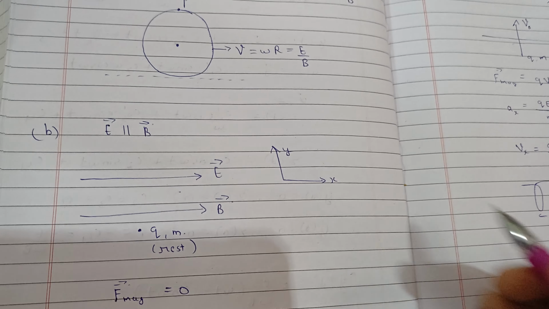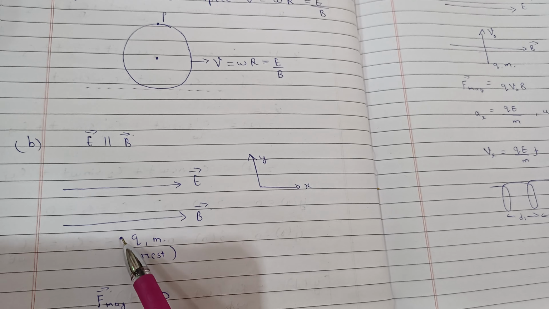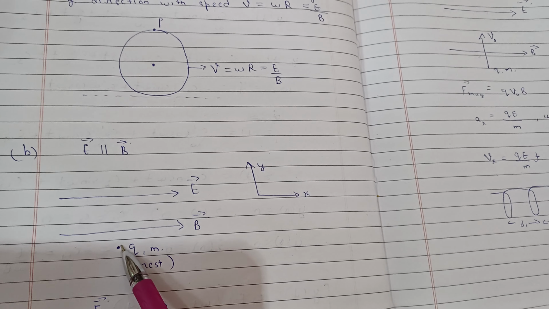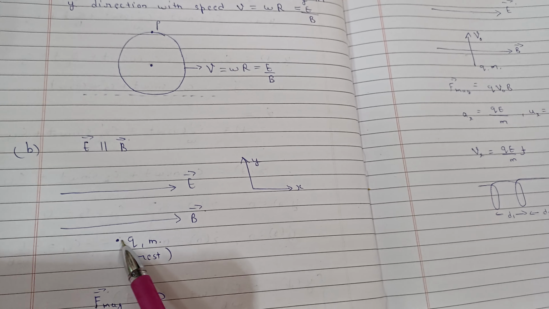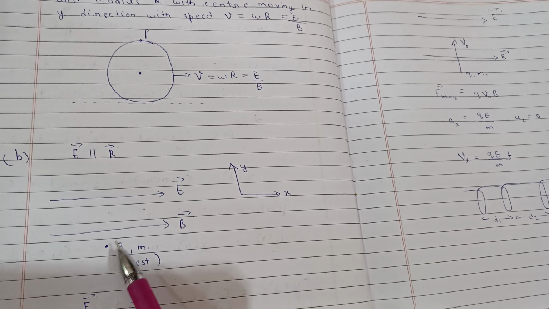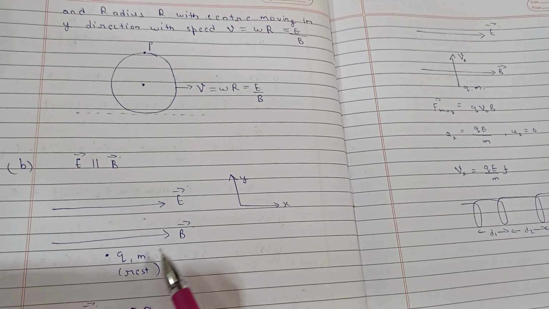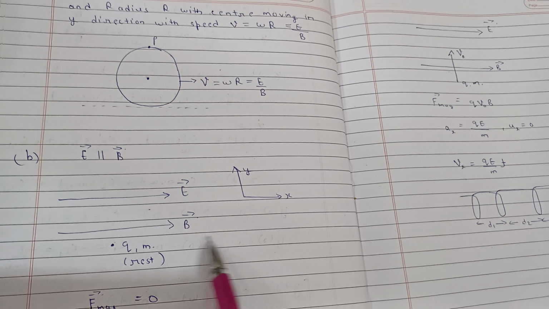Now let's see, this time E is parallel to B. First it was perpendicular, now E is parallel to B, and we release the particle at rest. So you release it, and it will move in the electric field direction, with force in this direction. There is no magnetic force because the particle has zero velocity. When it is moving, velocity is in this direction, so in V cross B, theta is 0, and the magnetic force is 0. So it will just move in this direction.